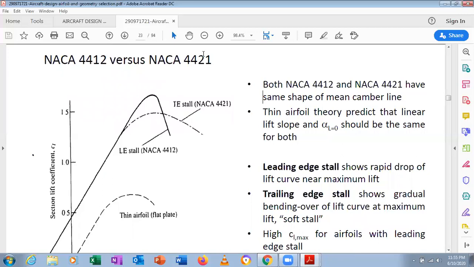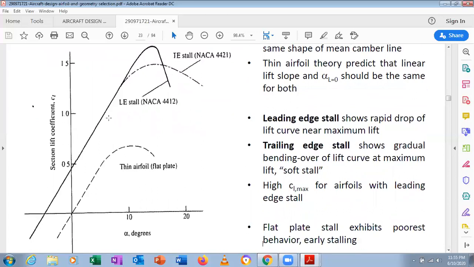This 12 is nothing but 12%. It is nothing but a thickness to chord ratio, t/c, and 21% of the thickness. Okay, so what is happening here? This is the section where the CL versus alpha curve is understood. When you look here, CL versus alpha curve.